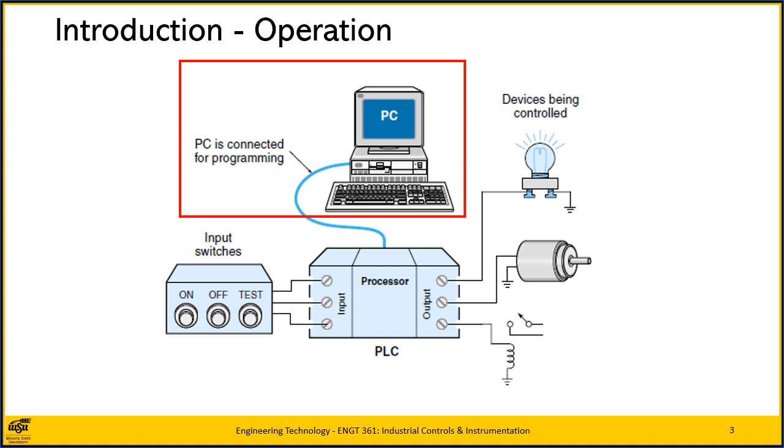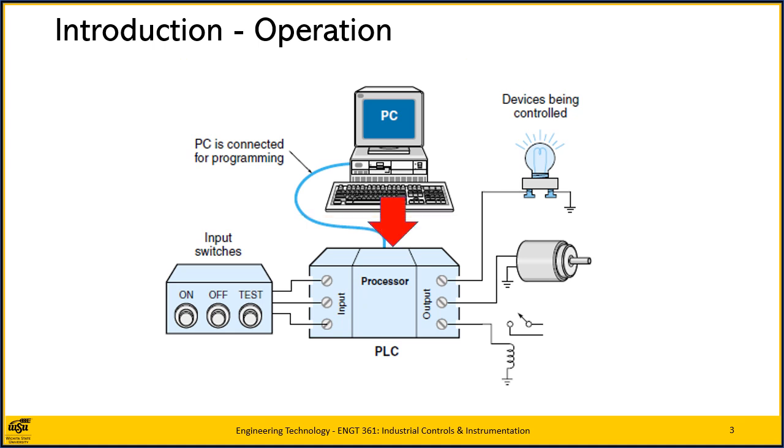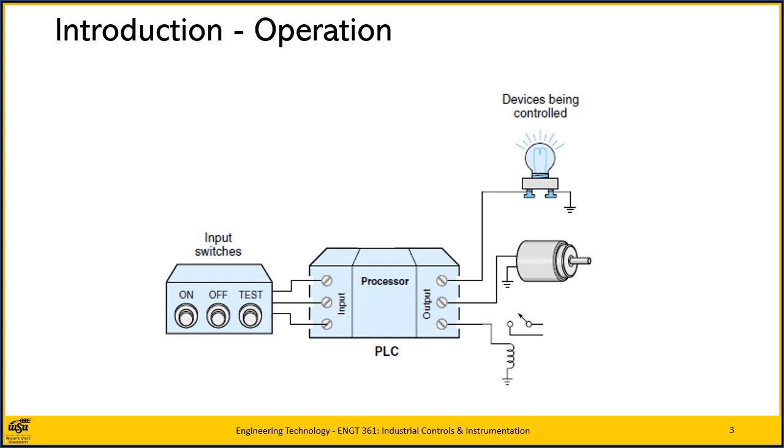The PLC program is usually developed on a separate computer using special software provided by the PLC manufacturer. Once the program has been written, it is transferred or downloaded to the PLC. From this point on, the PLC may operate on its own as a completely independent controller.